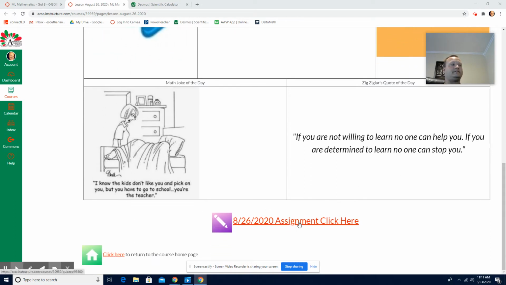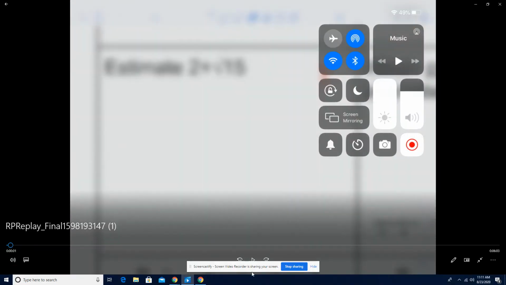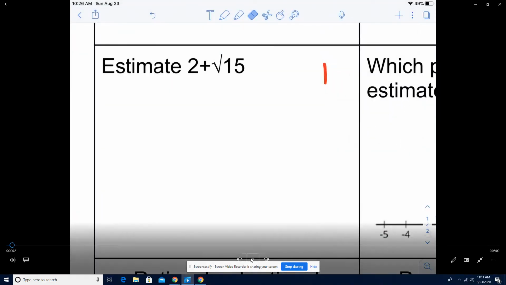Right here's today's assignment. We're going to take a brief look at today's video lesson. Today we're going to take a look at several different types of review problems to prepare for your quiz for Friday. So the first thing we're going to look at is a problem where it says 2 plus the square root of 15. We want to estimate this to the nearest whole number.